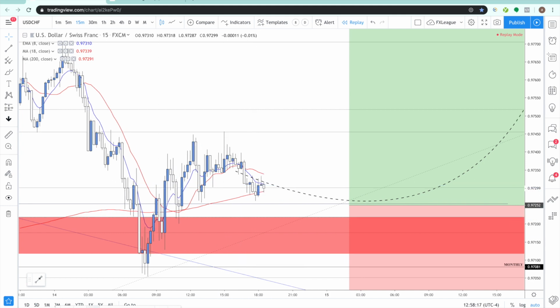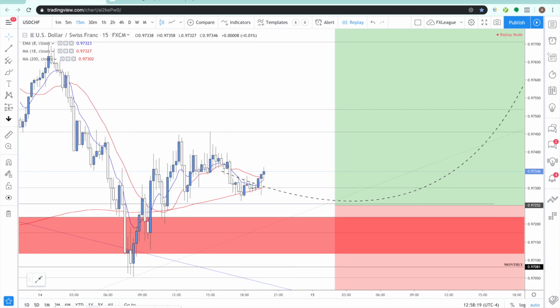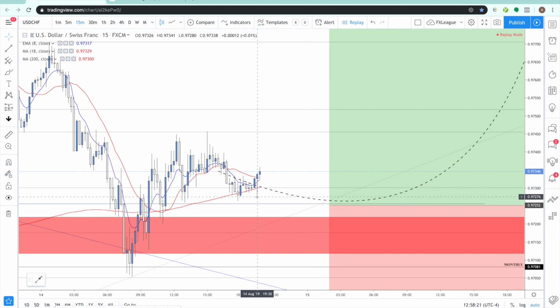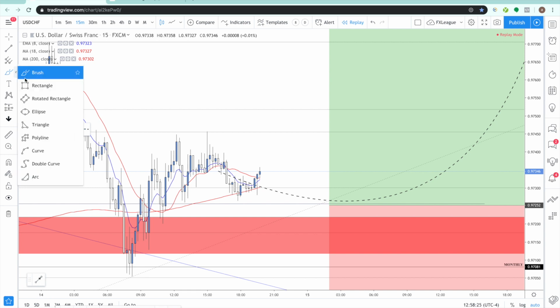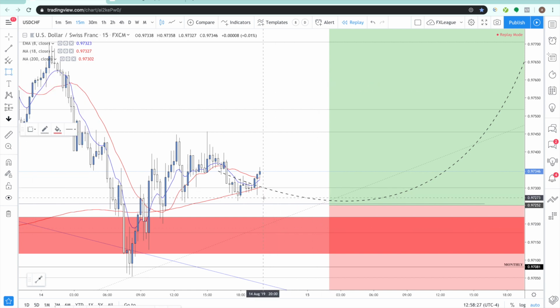We're finding support though at this area, and then right here is really where I entered this trade, right in this position. So obviously we had a lot of those higher time frame confirmations to have us make an aggressive entry onto this. I'm just going to mark this in yellow.